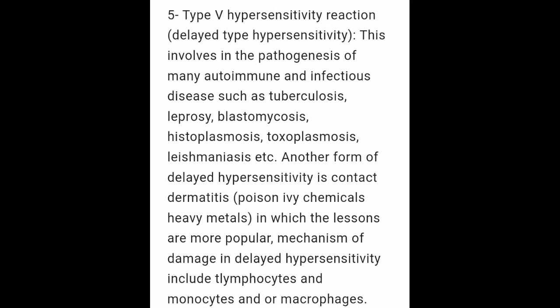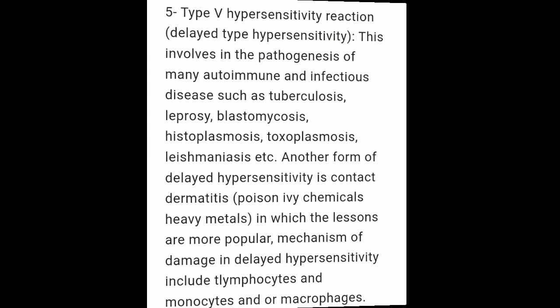4. Type 4 hypersensitivity reaction, delayed type hypersensitivity. This is involved in the pathogenesis of many autoimmune and infectious diseases such as tuberculosis, leprosy, blastomycosis, histoplasmosis, toxoplasmosis, leishmaniasis, etc. Another form of delayed hypersensitivity is contact dermatitis, from poison ivy, chemicals and heavy metals, in which the lesions are more papular. The mechanism of damage in delayed hypersensitivity includes lymphocytes and monocytes and/or macrophages.